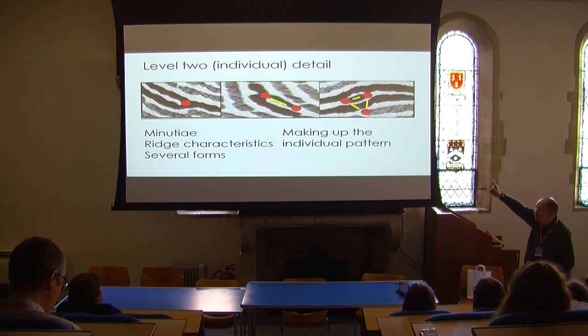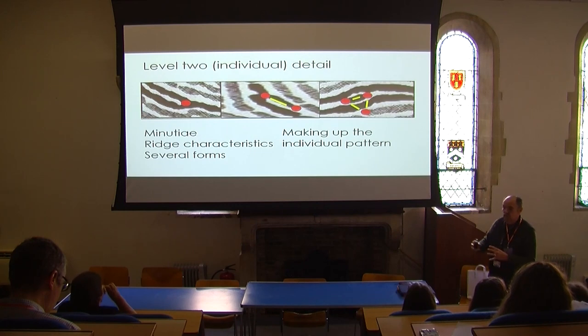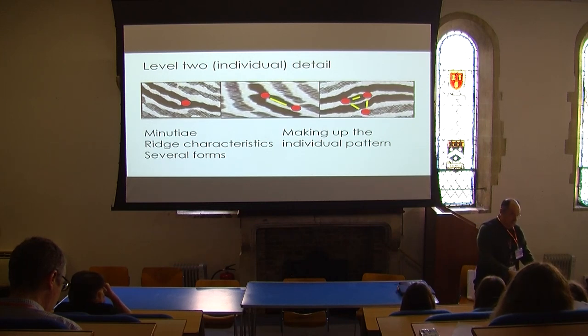What the computer algorithms are doing is drawing a spatial pattern of all of these minutiae. They're actually starting by looking at, is it a Dr. Martin or is it a trainer? What's the overall pattern?